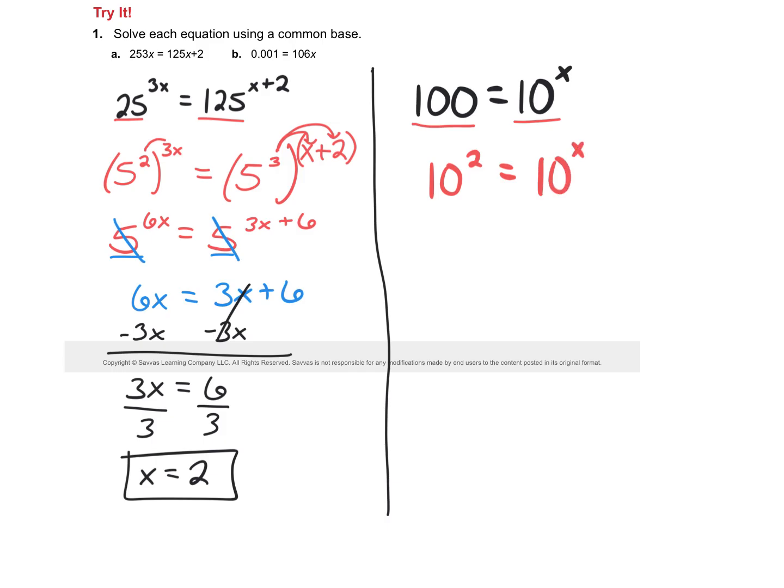So, what's nice that happens here? 10s cancel, so what's left? Right, we have that 2 equals x. Do I have to do any solving here? No, because x is already by itself, so that one worked out pretty nice.